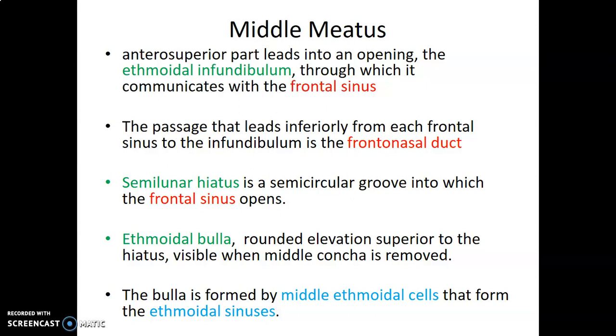ethmoidal infundibulum. So before you get to the middle meatus, there's an ethmoidal infundibulum that usually drains the frontal sinus. So you find that the frontal sinus will first open into the groove, the semilunar hiatus, which is a groove above. So from the ethmoidal infundibulum through the semilunar hiatus, the sinus finally opens into the middle meatus, into the nasal cavity.